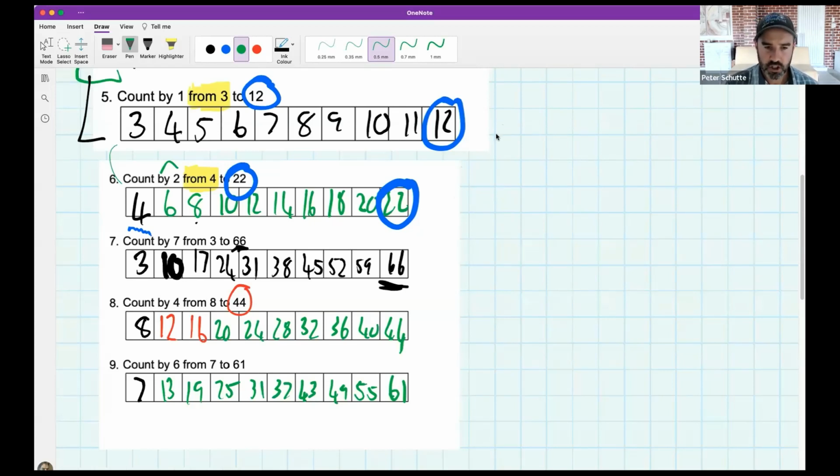Now, what do you think? I asked a question a moment ago, and I want people to respond in the chat. If you want to describe number patterns, one of the ways of describing them is with words.